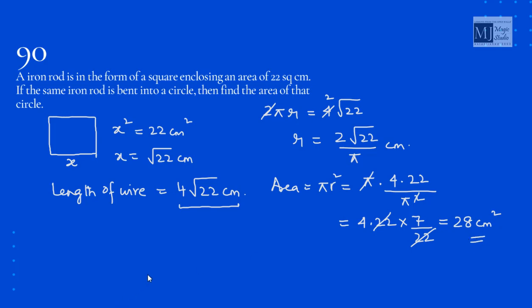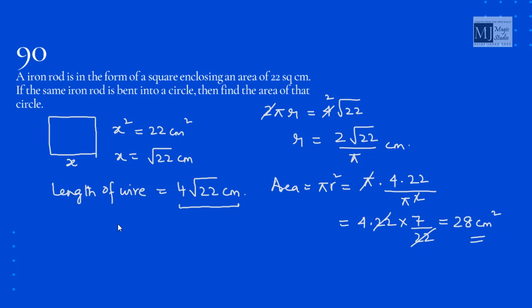Area of the circle which can be formed is 28 centimeter square, which, if we can see, is more than the area of the square. So now a different question can be designed on this: if the same wire is used to form a circle, by what percentage will the area increase or decrease compared to the area of the square? Isn't it? That question can also be developed.